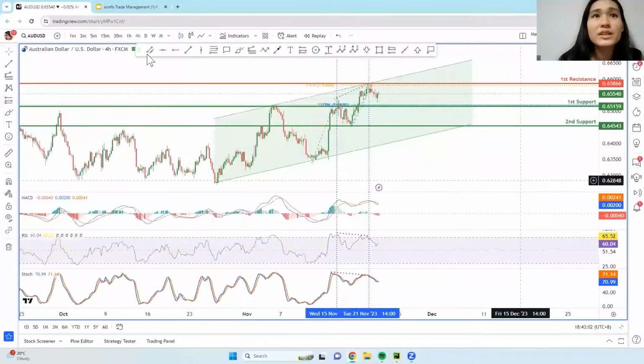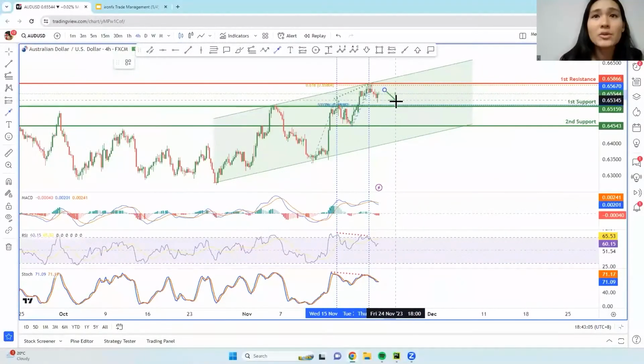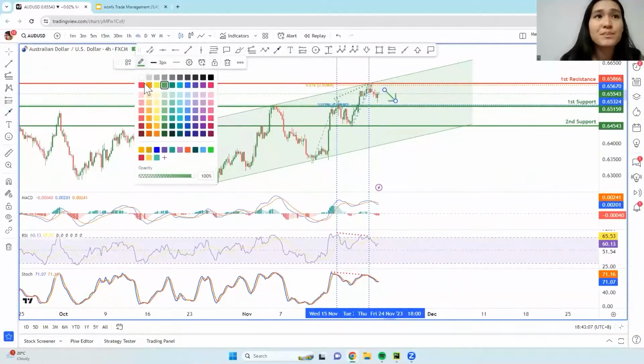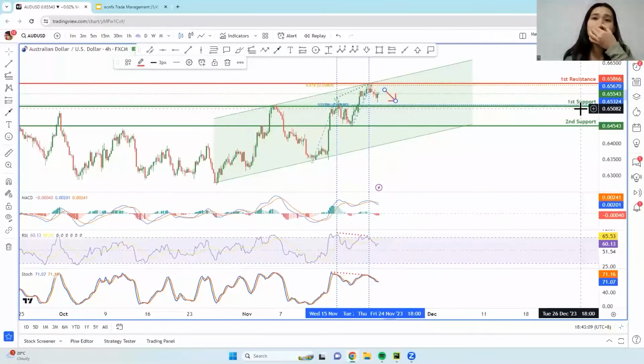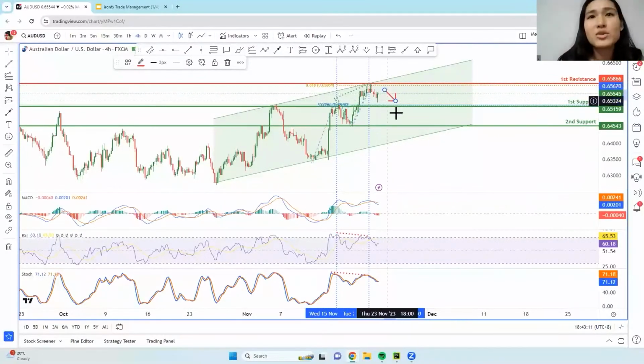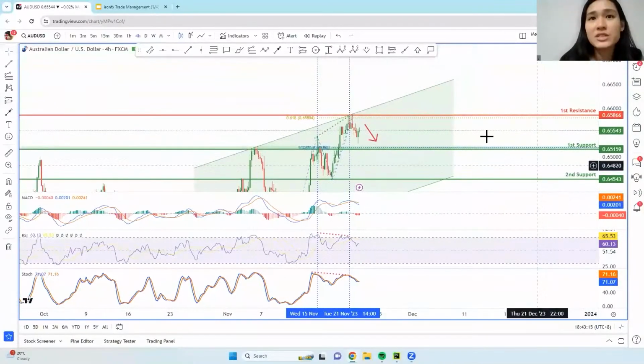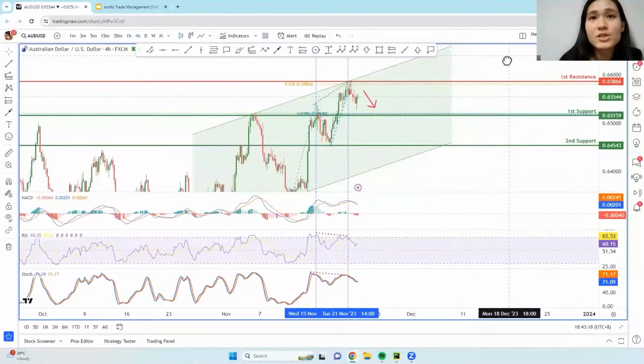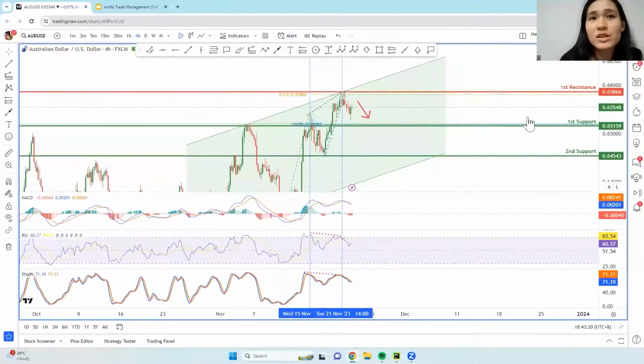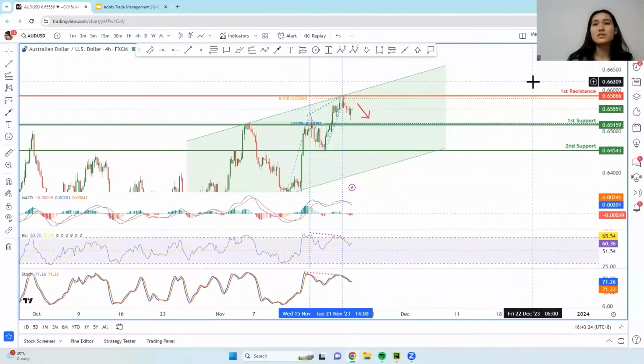So once again, just to wrap up, I'm expecting it to drop here towards our first support. But after our first support, we'll probably see it reverse back up to our first resistance because of this confluence area. So it'll attract it and then it'll reverse off towards our first resistance.